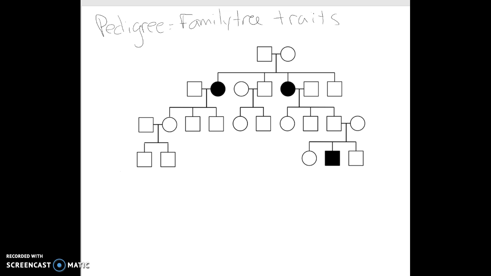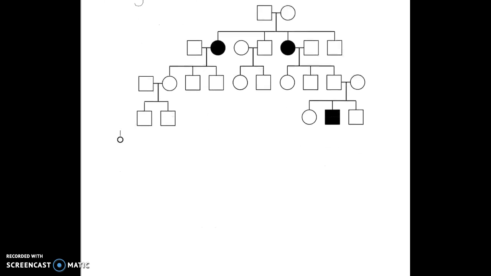trait. All right, so the first thing that we need to do when taking a look at these pedigrees is understand what all these symbols mean. So we're going to go through that. You will always see circles and squares. The squares represent males of the family, and the circles represent females.